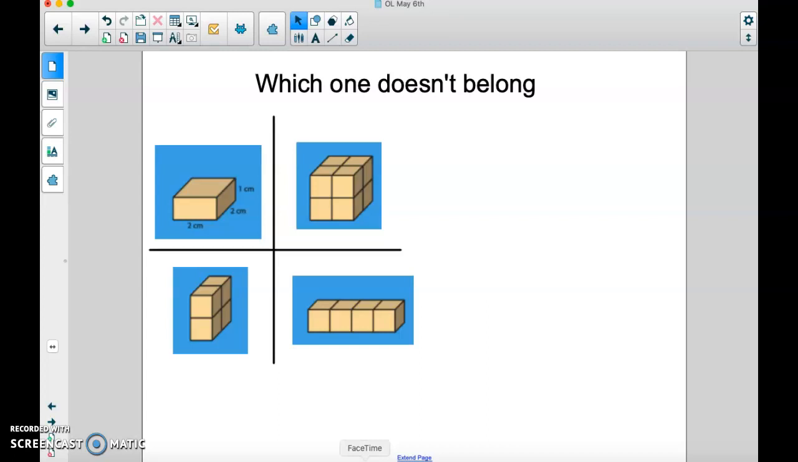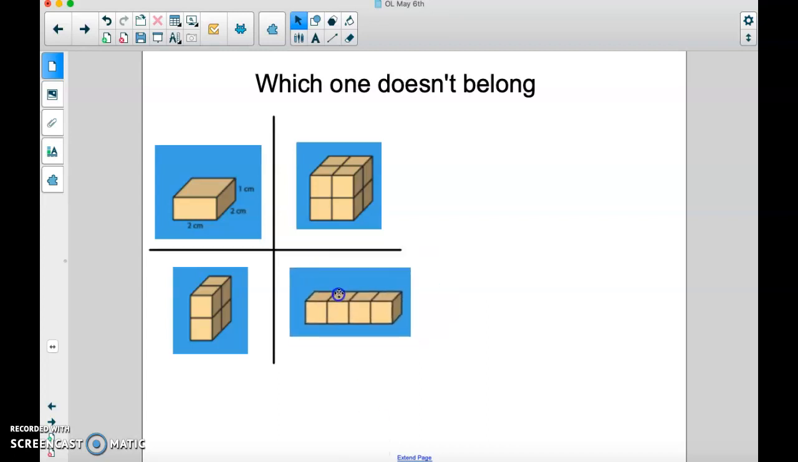You could have also said that this one doesn't belong because in all these other shapes, the base has a dimension of 2. Might not be a 2 and a 2, but they have at least one 2 in the base. This is a 4 and a 1 on the base. So that could be one that does not belong.